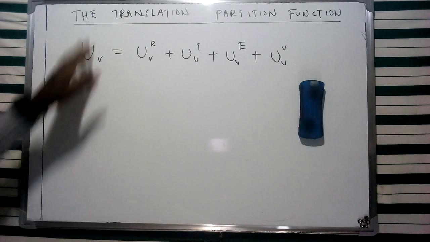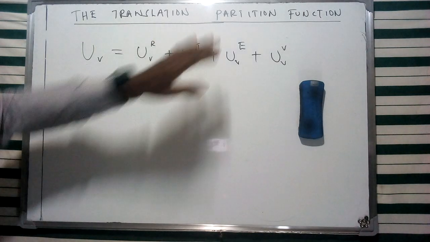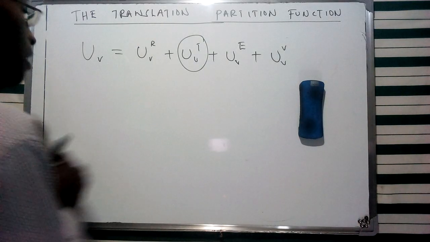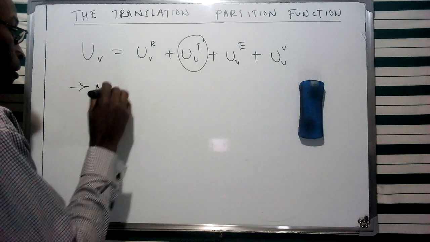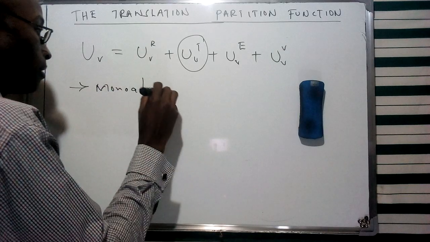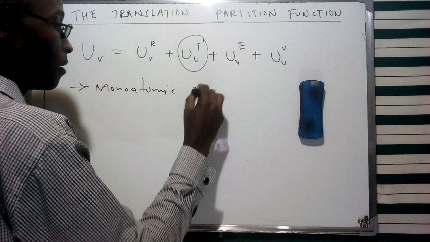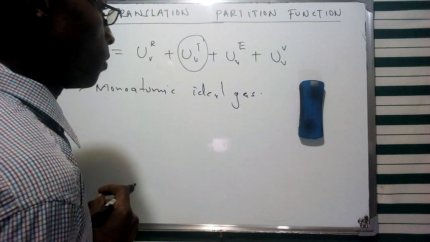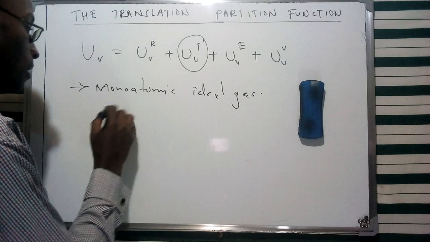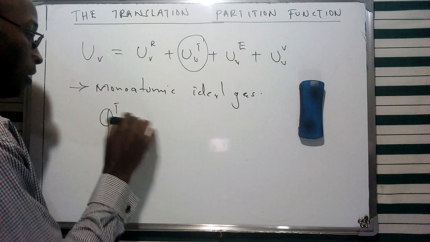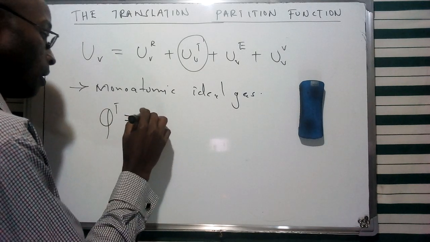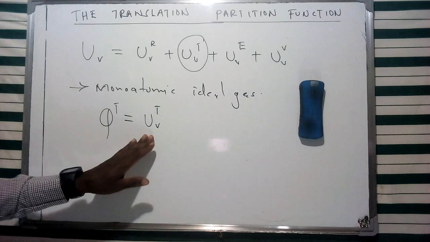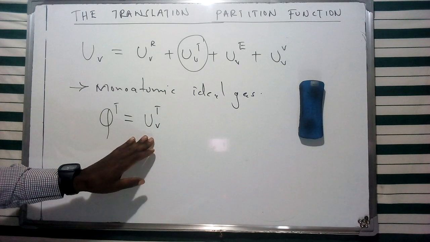Now, for us to find the translational partition function, we're going to consider the energy of a monoatomic ideal gas. Basically, we're going to consider the concept of a monoatomic ideal gas, since this is the only aspect of energy which is going to be described for the motion of this specific particle, and therefore this is the element that we're going to consider from our previous discussion.